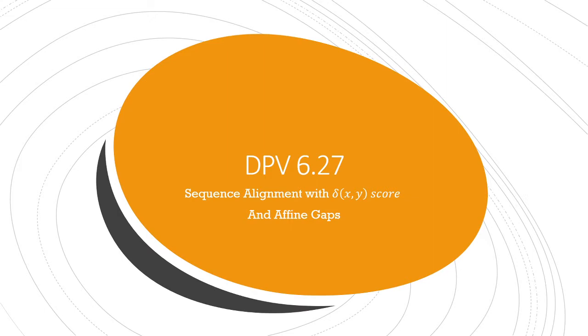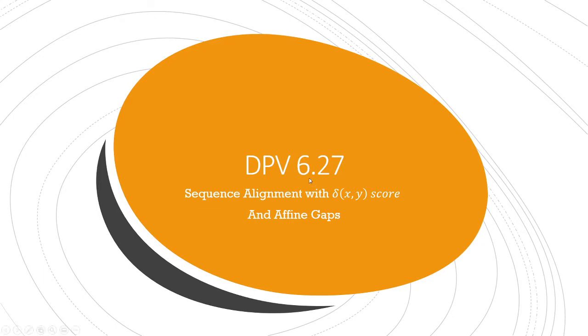And today's topic is DPV 6.27, alignment with gap penalties. The objective here is that the gap functions are nonlinear. Actually, I shouldn't say nonlinear. They're a bit more complex, and they are a function. If you have more contiguous gaps, then the cost function changes considerably. And so that's the objective.